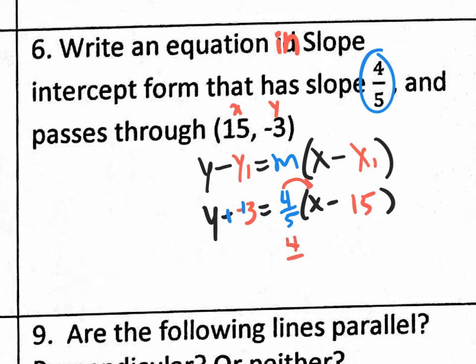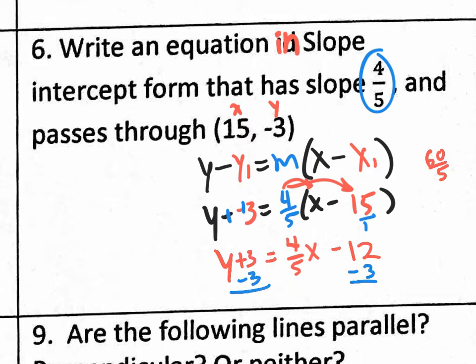4/5 times x is 4/5 x. 4/5 times 15. You could put the 15 over a 1, and then you could multiply 4 times 15 and then 5 times 1. 4 times 15 is 60, and 5 times 1 is 5. So you'd really have 60 over 5. I want to put that over here on the side. And 60 divided by 5 happens to be 12. It works out nicely. So you have minus 12 right here. Bring down the equal, bring down the y plus 3, and your final step will be to get rid of that 3 by subtracting 3. So your final slope-intercept form equation is y equals 4/5 x minus 15.